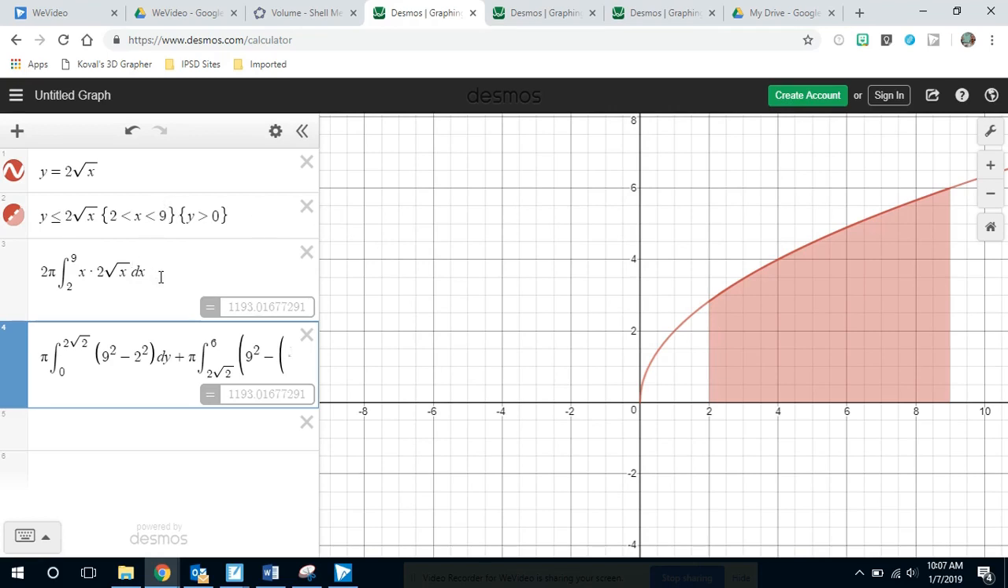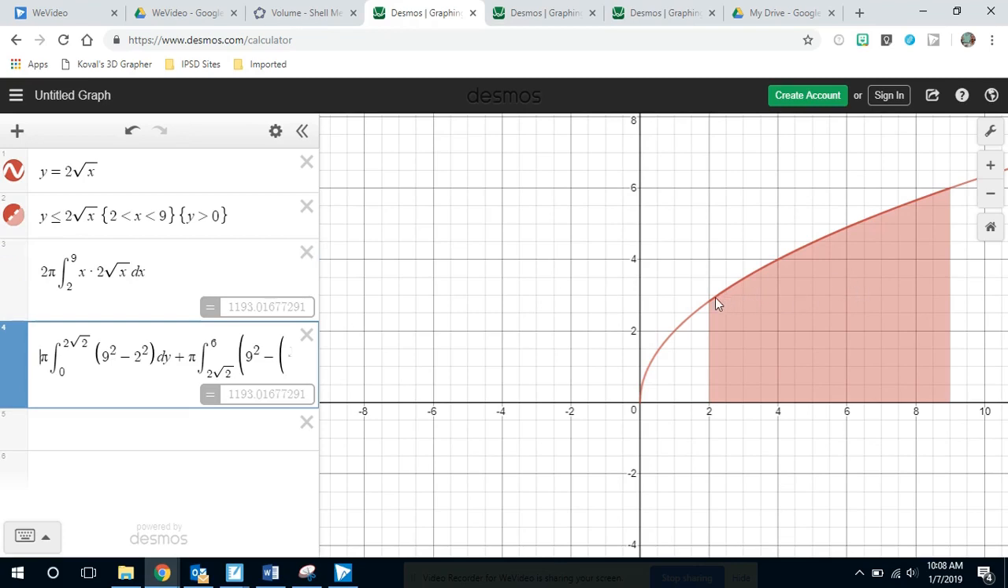So if we do 2 pi times the integral from 2 to 9 of x times 2 root x dx, we get about 1193.017 for our answer. And then I confirmed it using the disk method.